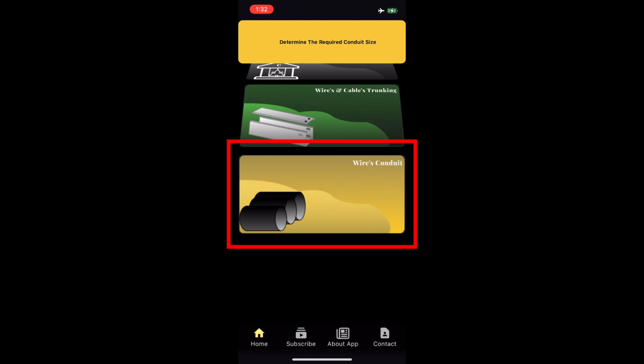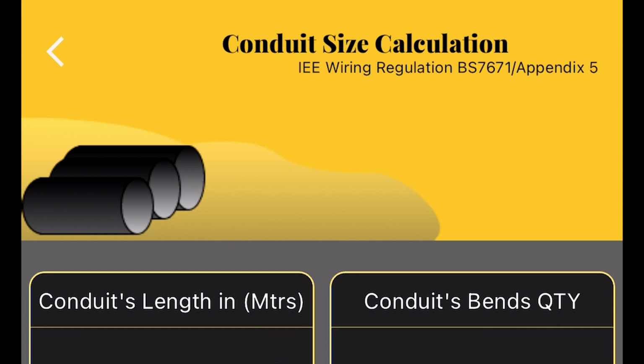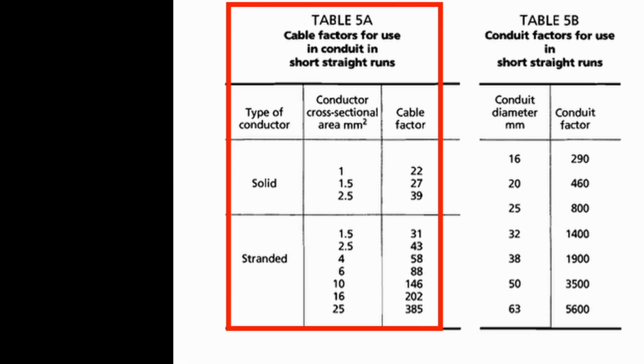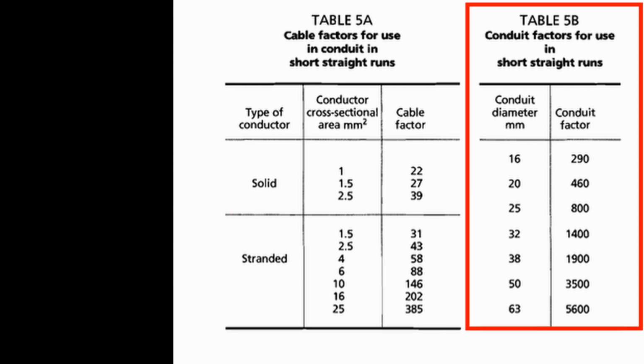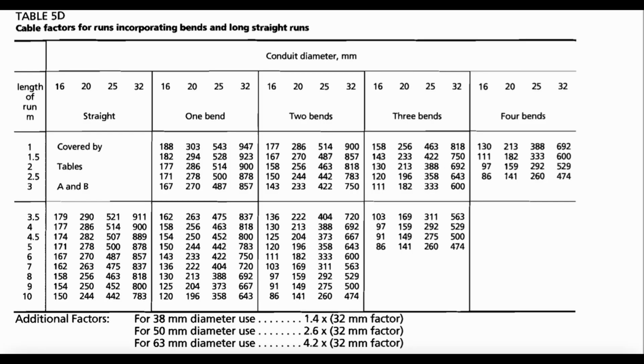Last, press this widget to size the electrical wires conduit. This calculation page is based on BS 7176, Appendix 5, Tables 5A, 5B, 5C, and 5D. Table 5A provides standard wire capacity factors for conduits that are 3 meters or shorter. Table 5B details conduit capacity factors based on diameter, in millimeters, for short, straight conduits up to 3 meters. Table 5C presents wire capacity factors for conduits longer than 3 meters, incorporating bends. Table 5D lists conduit capacity factors for both straight runs without bends and straight runs with bends.